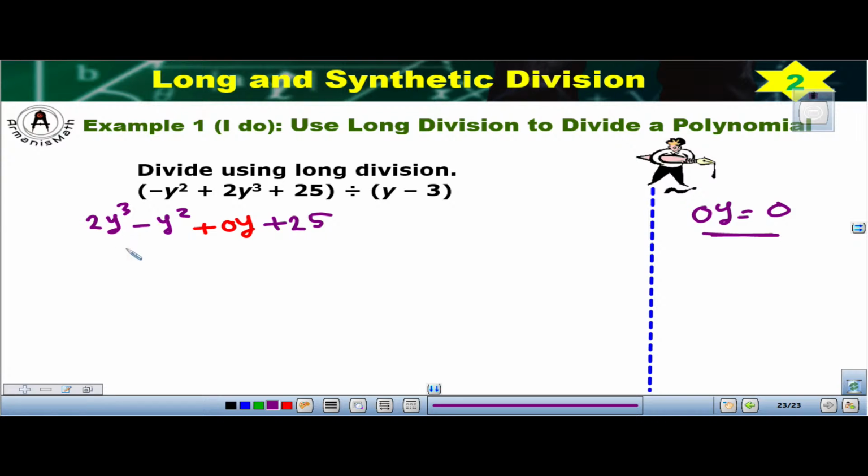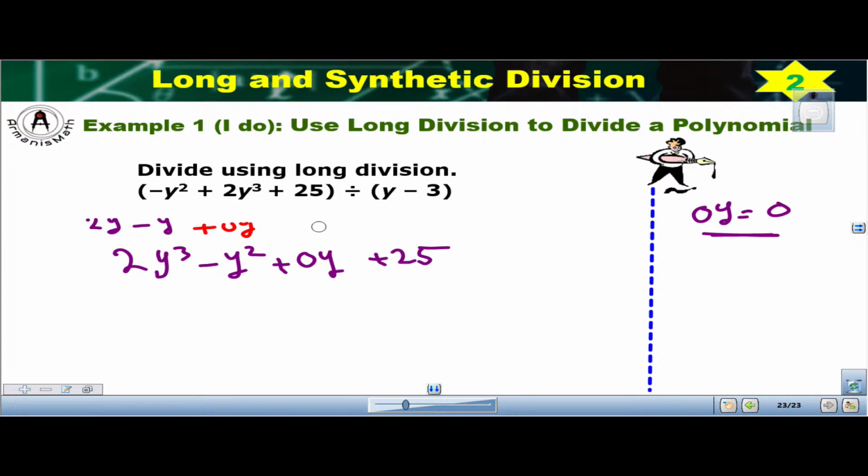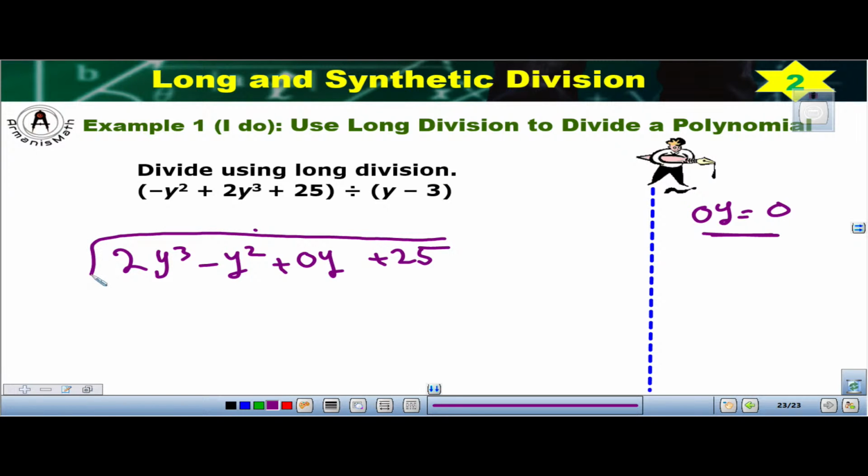So I'm going to rewrite it one more time, giving myself more room. I'm going to say 2y cubed minus y squared plus 0y plus 25. And I'm dividing this by y minus 3. This lesson requires attention, so please, if there's any distractions around you, make sure that you focus.